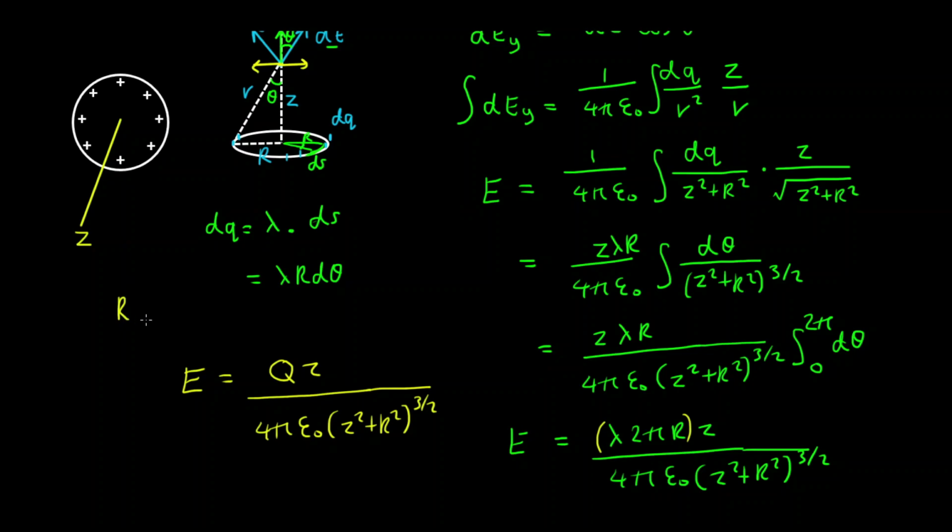And if we take the limit as R goes to 0, so this ring collapses into a point charge, what we get is E approaching Q z over 4 pi epsilon naught. And when R approaches 0, this term drops off, and what we get is z cubed in the denominator. So in other words, the electric field approaches Q on 4 pi epsilon naught z squared, or that of a point charge. So this result makes sense, and I'll see you in the next video.